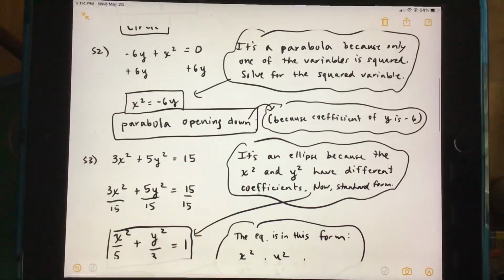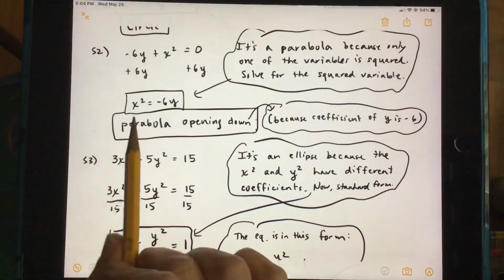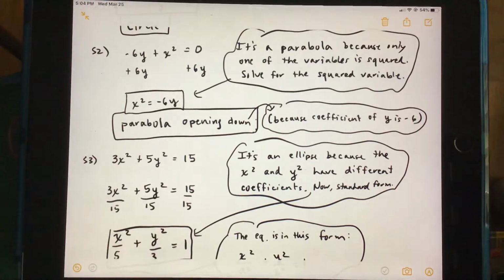Okay, next one, sample 2. Negative 6y plus x squared is equal to 0 is our given equation, and this time we notice we only have x squared, no y squared. So that tells us immediately that this is going to be a parabola, and because it's a parabola, we're going to need to solve for the squared variable to get that parabola's equation into standard form. So to get x squared all by itself, all we have to do is add 6y to both sides, and then here we are in standard form for our parabola.